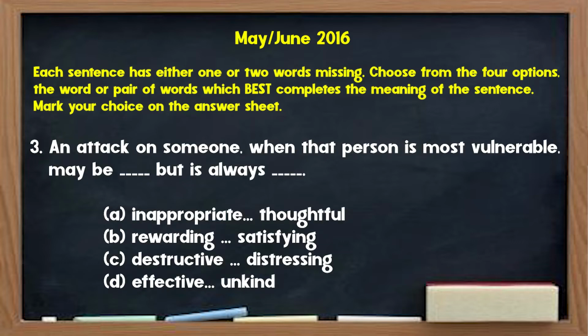Number 3. An attack on someone when that person is most vulnerable may be something, but is always something. A. Inappropriate, thoughtful. B. Rewarding, satisfying. C. Destructive, distressing. Or D. Effective, unkind.